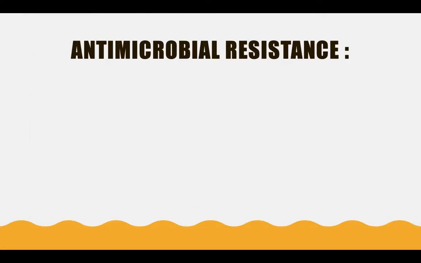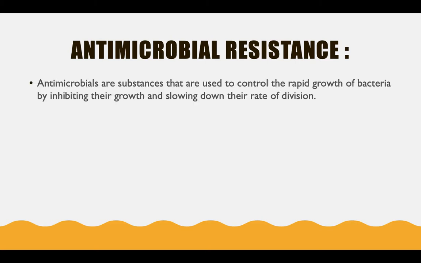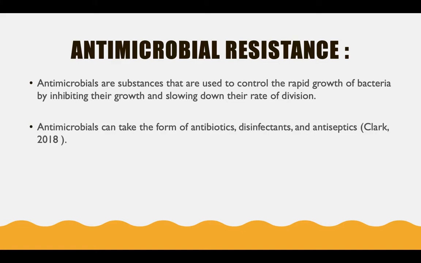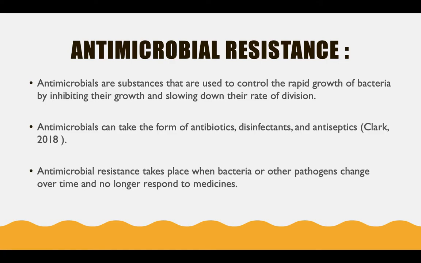So we're going to start by breaking down some of these terms and getting into some of their properties. Antimicrobial resistance. Antimicrobials are substances that are used to control the rapid growth of bacteria by inhibiting their growth and slowing down their rate of division. Antimicrobials can take the form of antibiotics, disinfectants, and antiseptics. Antimicrobial resistance takes place when bacteria or other pathogens change over time and no longer respond to the medicines. So resistance can occur in bacteria partially, or they can have a full resistance to an antibiotic. And we'll see that in this lab.